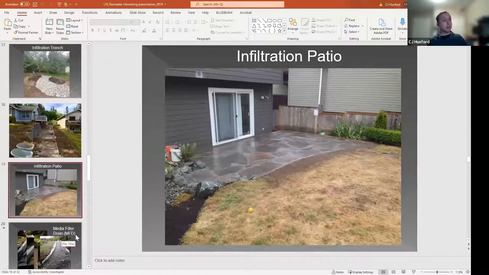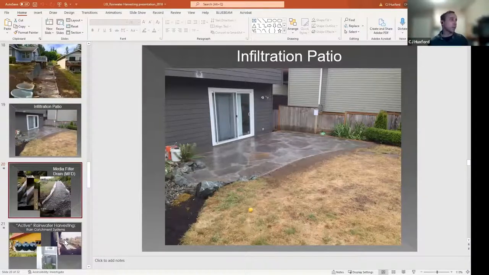So there's all kinds of options out there. The technology has come a long way with pervious pavement and pervious patio surfaces. There are different options, different colors and things like that out there now. But that's an example of an infiltrated patio, or a patio that infiltrates.